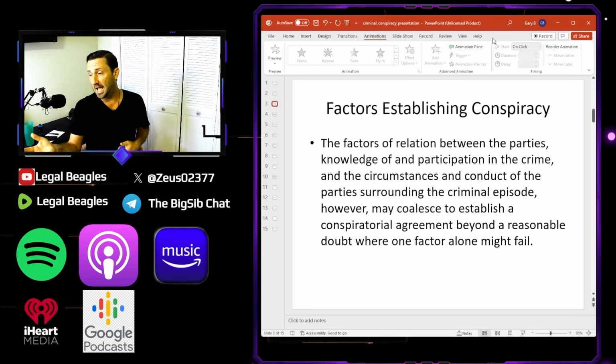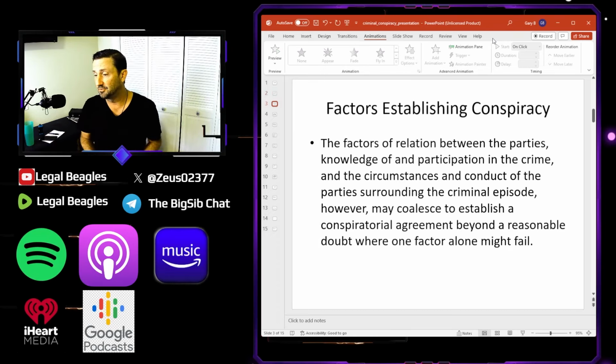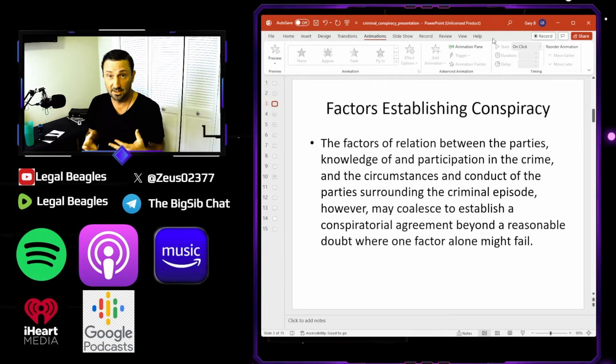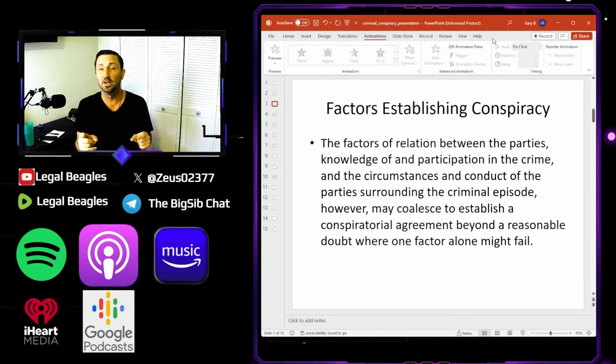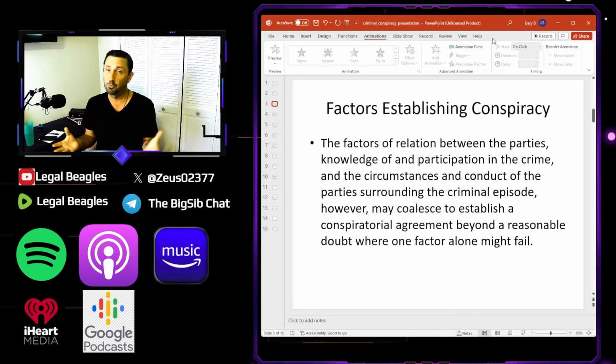And the factors establishing this conspiracy would be the relation between the parties. So that's the nexus between the state and the private party that you're suing. If you're just suing a private party, you can't have a conspiracy by suing one corporation. A corporation can't conspire within itself. It would have to have an external factor.